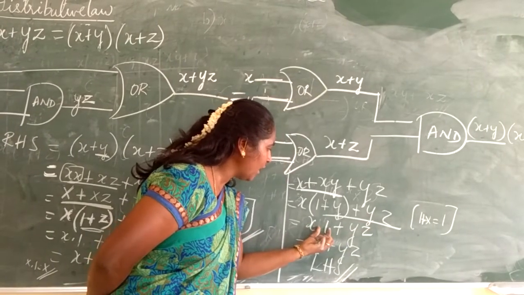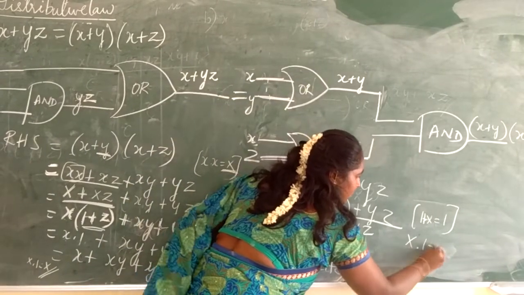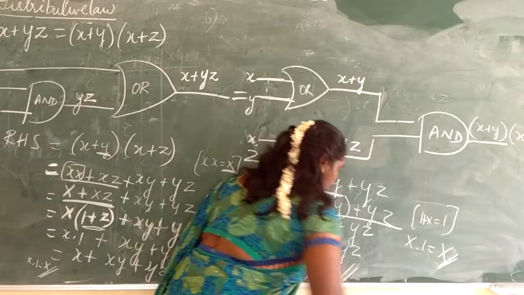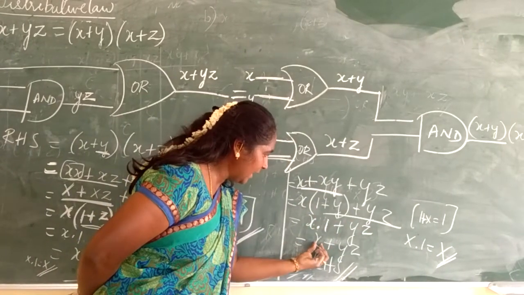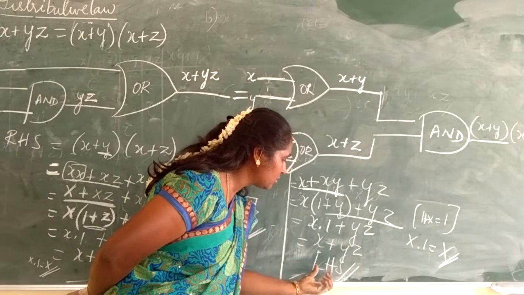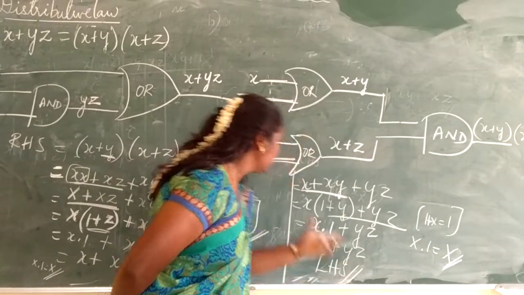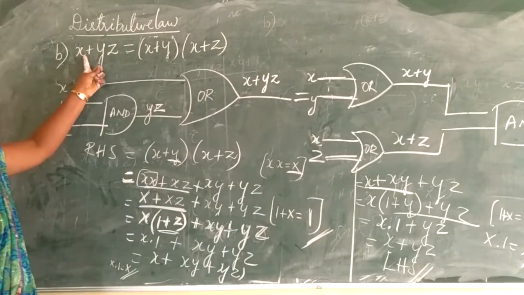So x into 1, use the property of zeros and 1. x into 1 is nothing but your x. Okay, properties of zeros and 1. x into 1 is x plus yz. So x plus yz is nothing but your LHS. So RHS is proved to be equal to your LHS.